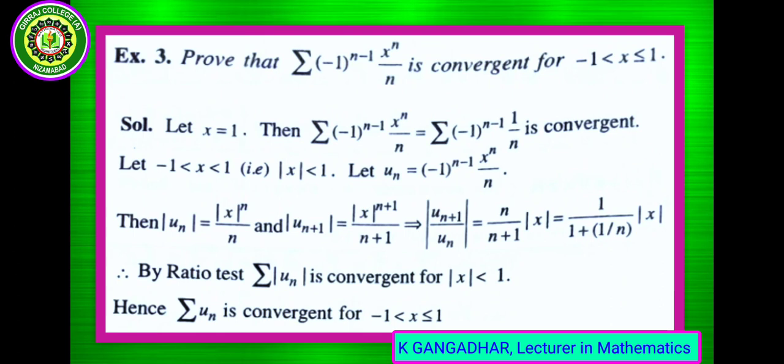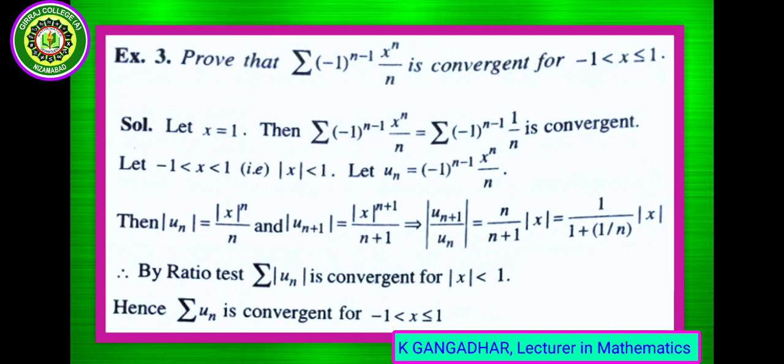So next problem, sigma minus 1 to the power n minus 1 x to the power n by n. It is convergent for x value lies between minus 1 to 1. So if x equal to 1, then sigma minus 1 to the power n minus 1 into 1 by n. We know that series is convergent. If x value lies between minus 1 to 1, then mod x less than 1.